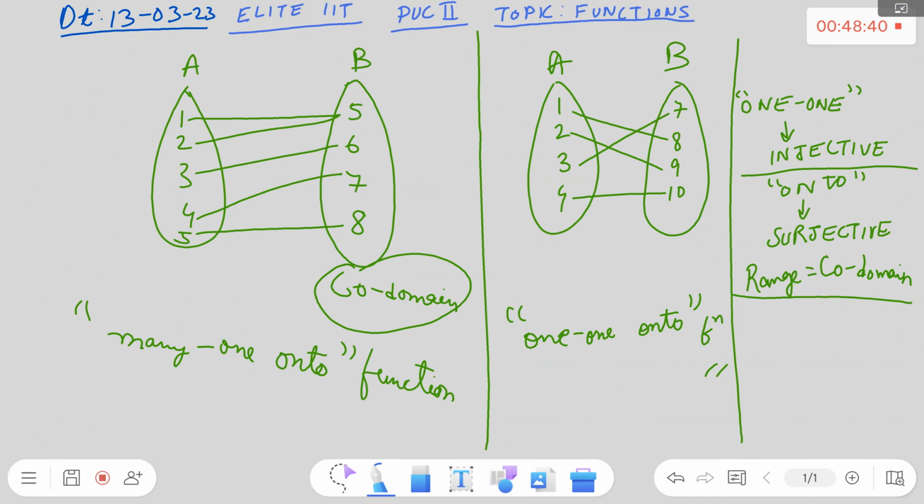So, very nice and important. You can write it down. Remember this, the most special type of function you can find. If a function is injective as well as surjective, if a function is injective, in bracket you write one one.